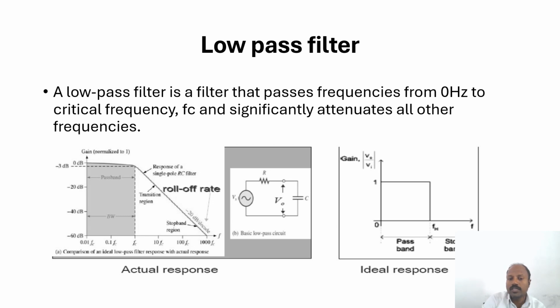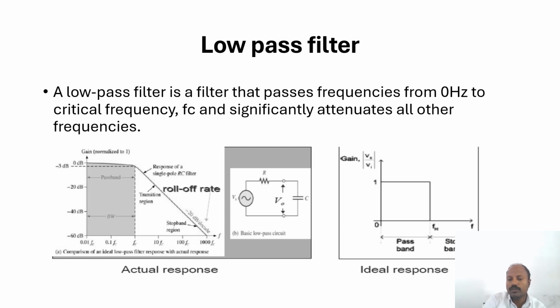B is the basic low pass circuit. We are using RC circuits, that is the supply is given through a resistor, and the output is taken across a capacitor. The third case is the ideal response. In the ideal response, we can see that a constant value of low frequency will be allowed and the higher frequencies will be fully cut off.